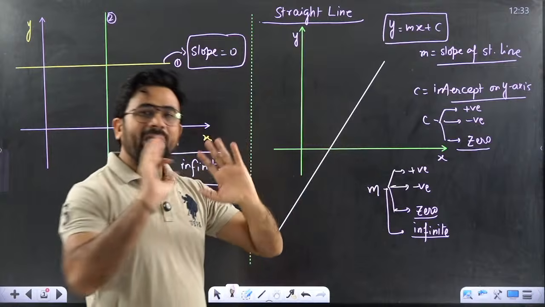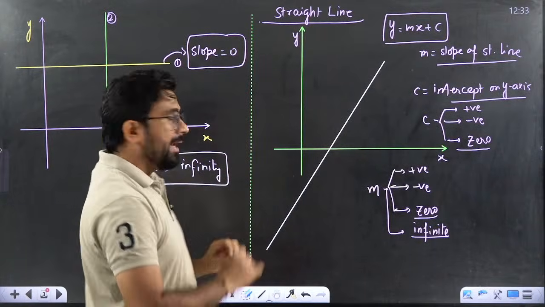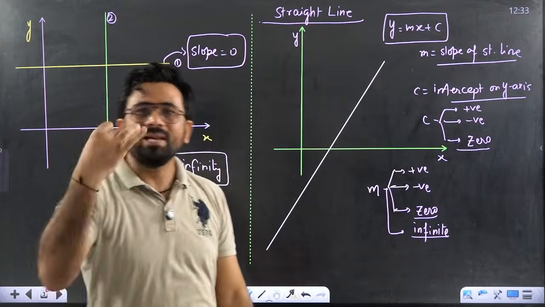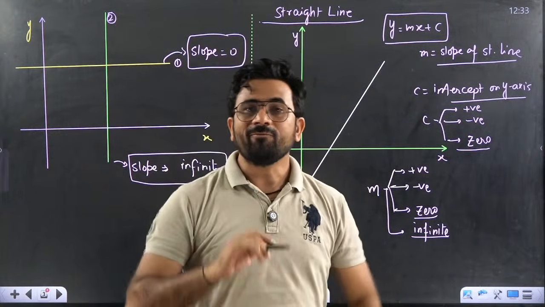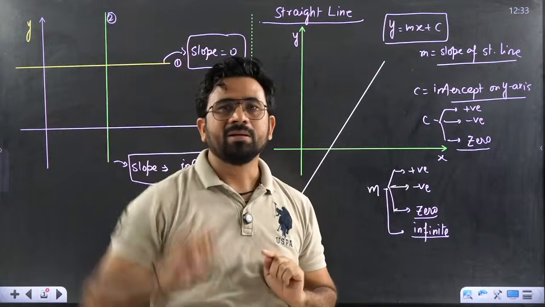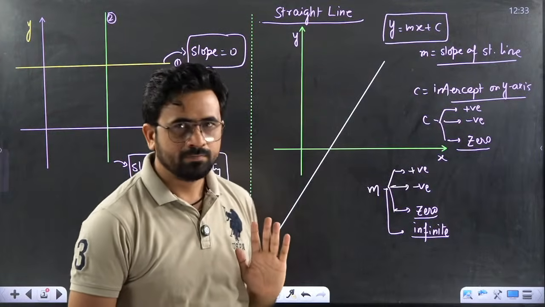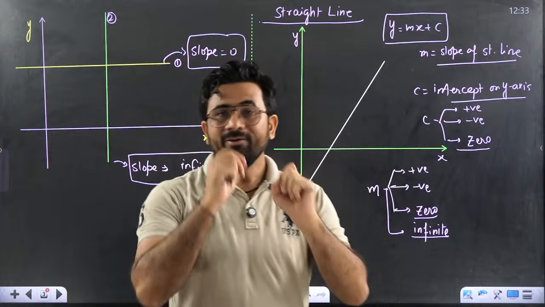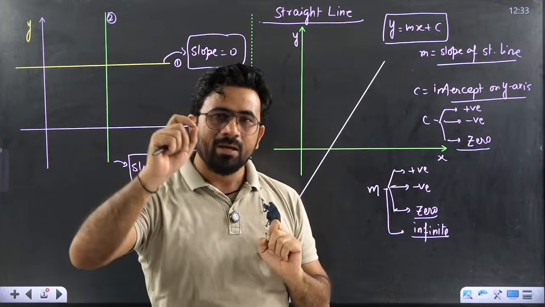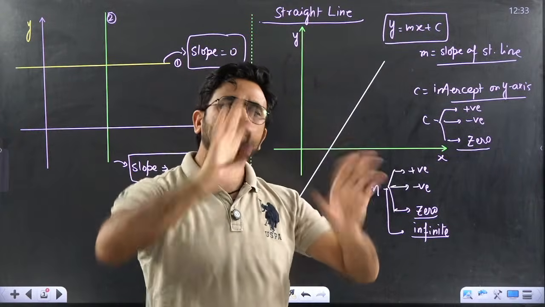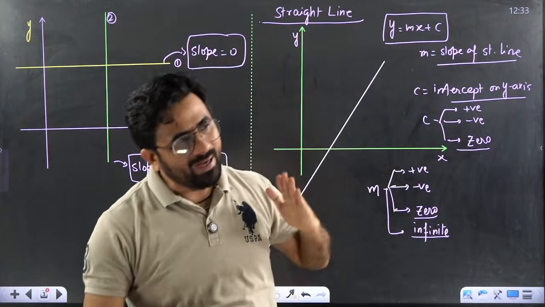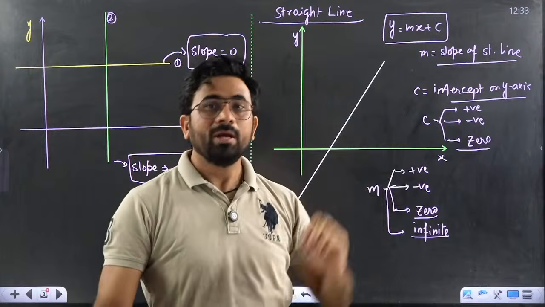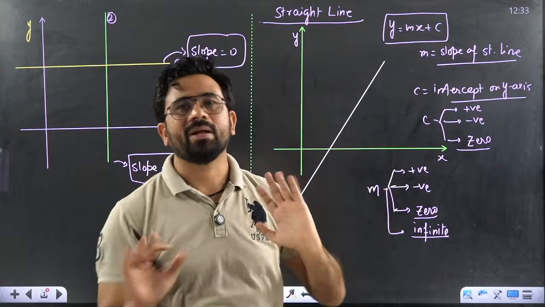So I am explaining to you. Take any line, draw any line, and on that line move from left to right. If the line is rising up, that we call positive slope. Again I am saying it: if you are moving on the line left to right, any 2 points you can choose on the line, and if you are rising up, that means positive slope. If you are falling down, that means negative slope.